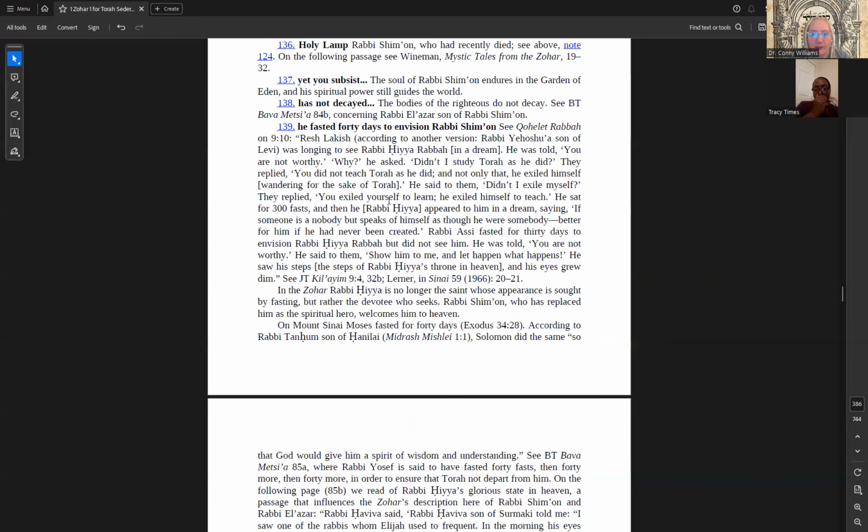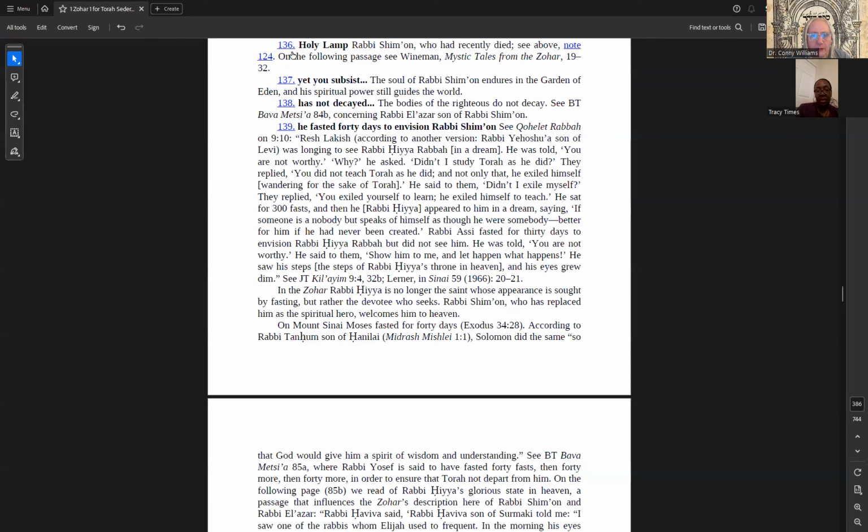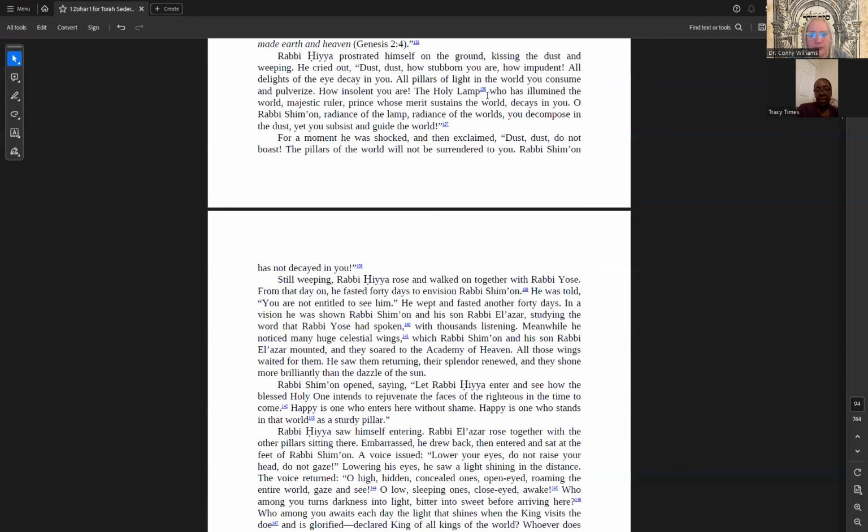The Holy Lamp, which is Rabbi Shimeon, who had recently died. And so, in the dust, Rabbi Shimeon, okay, it does not want to go back. There must be a glitch. Let's go to 35 and then move back down.